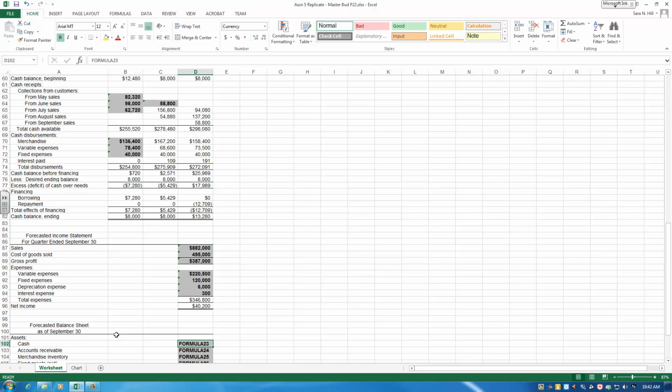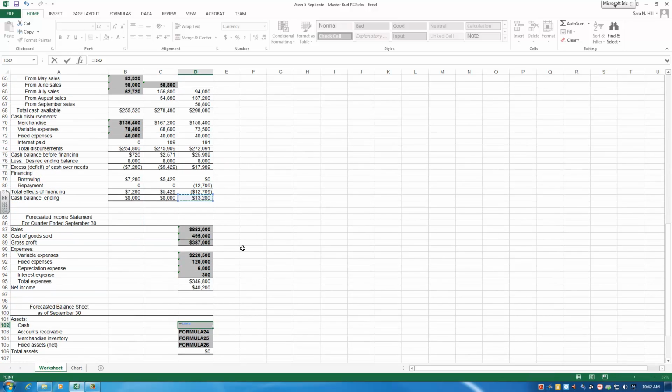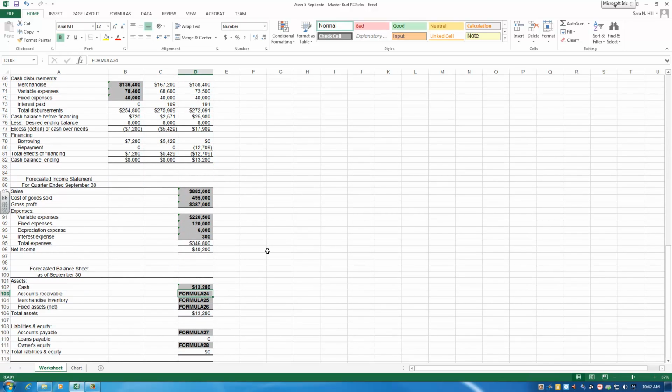So let's just go up and grab cell D82. So your cash ending balance, we're in column D, because this is September. If we scroll up, we can see we're in September. Let's go ahead and drop that in.